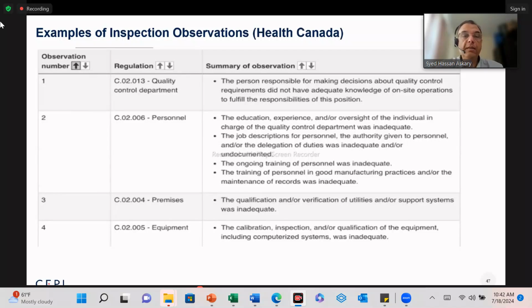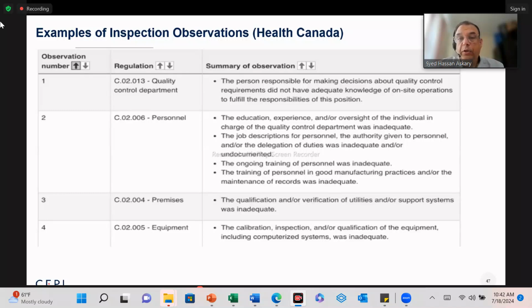So this is a summary of an example of inspection observations from Health Canada. The person responsible for making decisions, so basically, again, you can see it's the quality control department and the other is personnel. And the specific observation is basically related to the person responsible for making decisions about quality control requirements not having adequate knowledge of on-site operations to fulfill the responsibility.